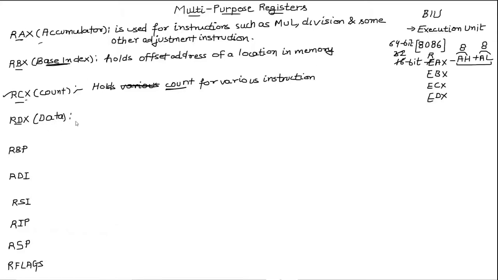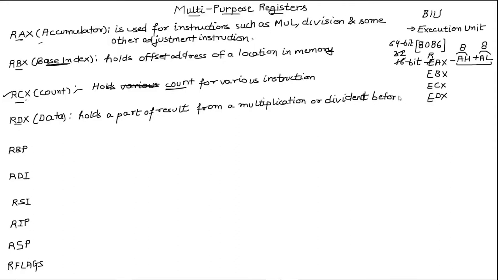The next one is the data register, which is also a general purpose register and holds part of the result from a multiplication, or the dividend. Suppose you are multiplying two numbers and you get a carryover. To store the carry, we can use this data register. Or if we want to store the dividend before division, we can also do that in the data register, which holds the data.